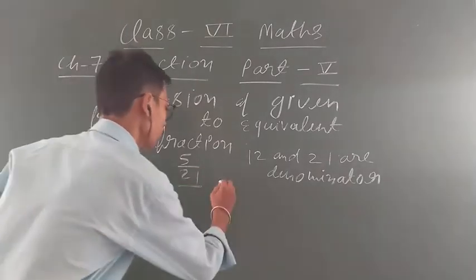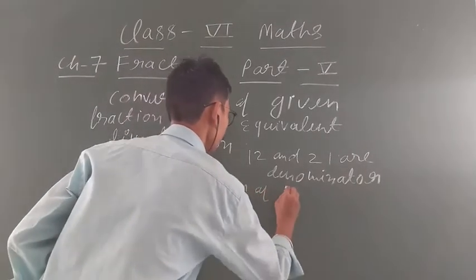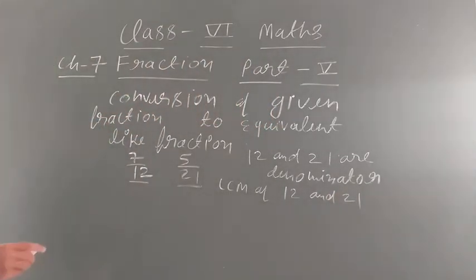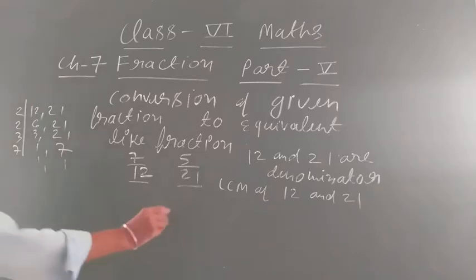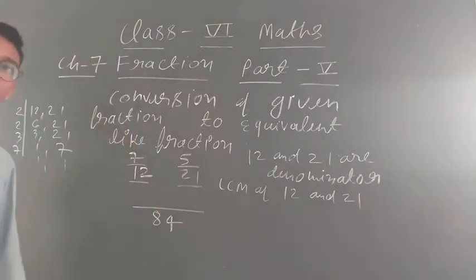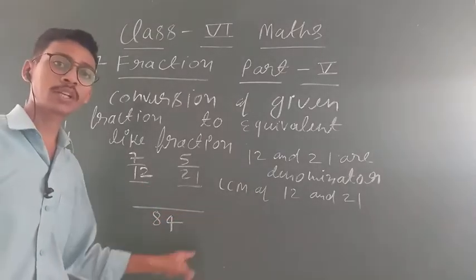So now we will find the LCM of 12 and 21. Everyone knows how to find the LCM, students. 2 sixes are 12, 21; 2 threes are 6, 21; 3 ones are 3, 6; 7 threes are 21. Now 7 ones are 7. So what is the LCM? 2 2s are 4, 4 3s are 12, 12 7s are 84. You will write down here the LCM is 84. It means the LCM of 12 and 21 is 84.